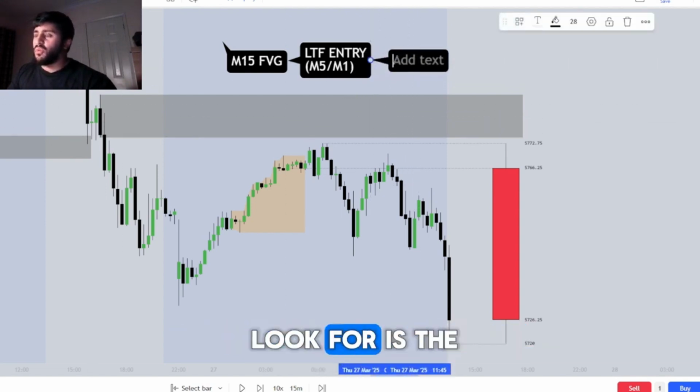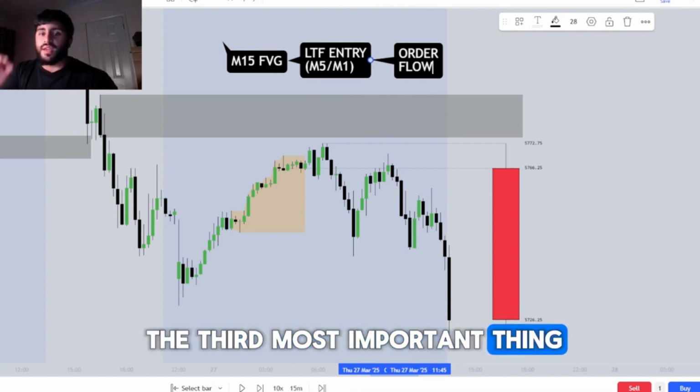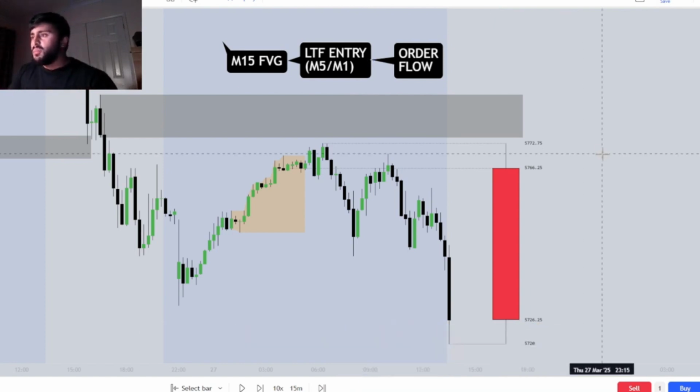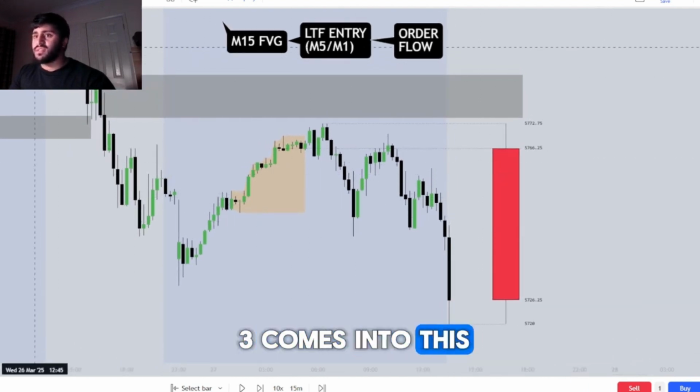The third thing we look for is the order flow, right? The order flow is the third most important thing, and people always mess up with the order flow. But the question is, where does the power of 3 come into all of this, right? So the power of 3 comes into this with the following.